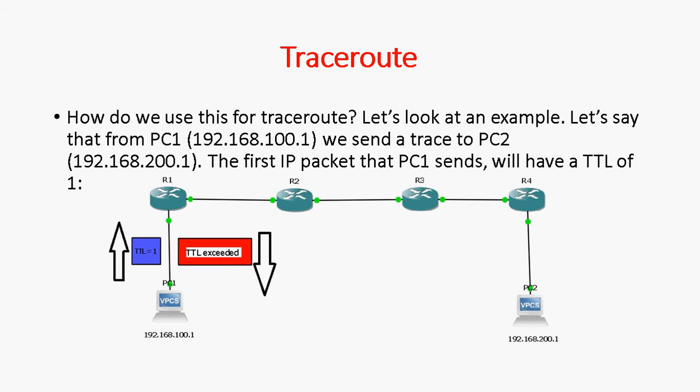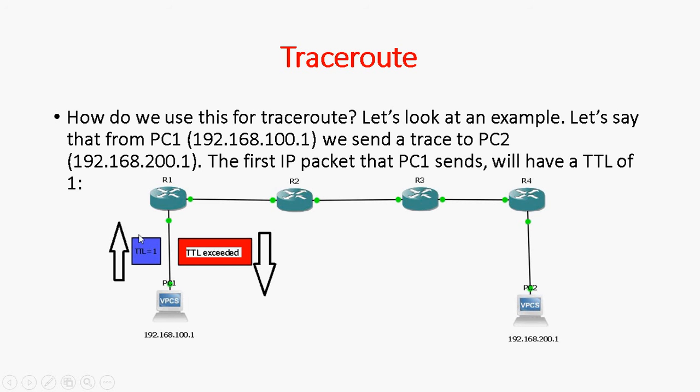Okay, so again we are taking the same example. Now here we can see how traceroute is used. So let's look at the example. Let's say that PC1 is 192.168.100.1. We send a trace to PC2, that is 192.168.200.1. So the first packet PC1 sends will have a TTL of 1. So first PC1 will send an IP packet with a TTL of 1.